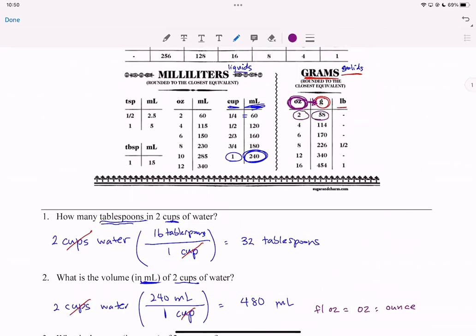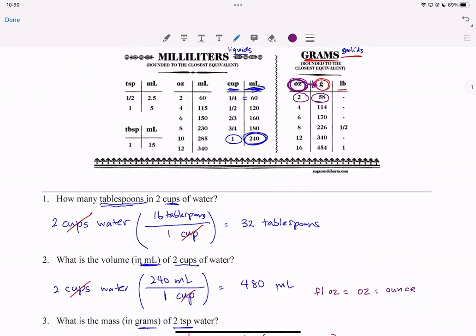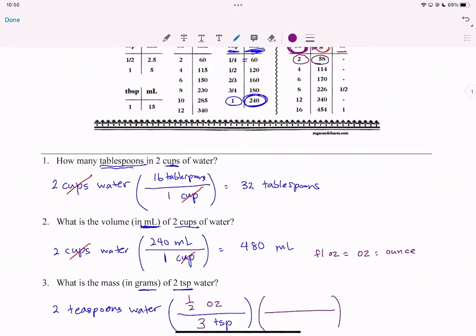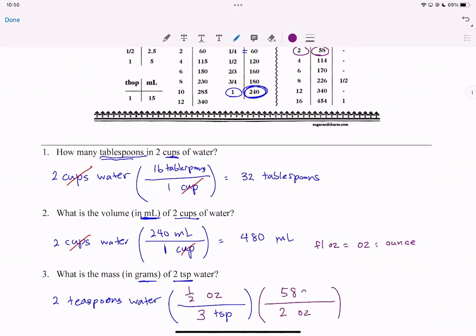is 2 ounces is 58 grams. So this is 2 ounces is 58 grams. The goal is to cancel out the units. So teaspoons and teaspoons will cancel, ounces will cancel out. I'm actually going to need a calculator for this one. But I have successfully gotten to the units I want, which are grams, or G.